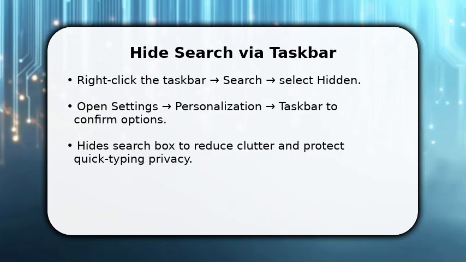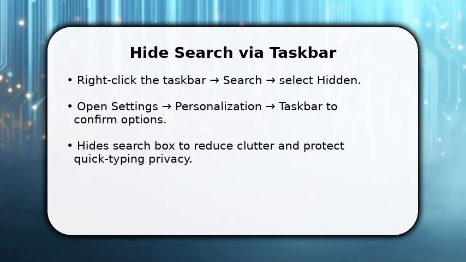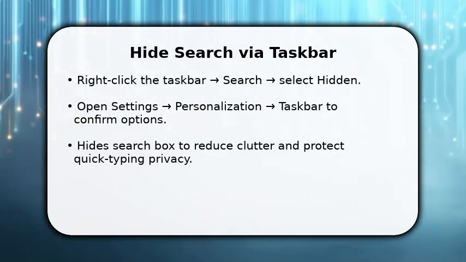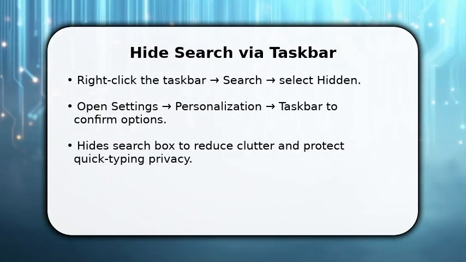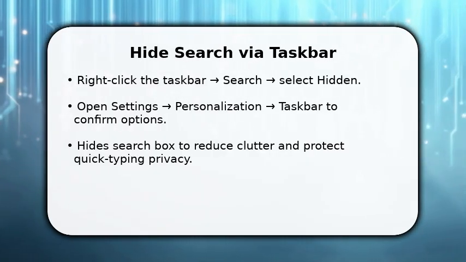Right-click the taskbar and choose Search, then pick Hidden. This immediately removes the long search box and keeps results accessible via Start. Do this because it reduces visual clutter and lessens accidental typing exposure. Windows still lets you press the Windows key and type to search.